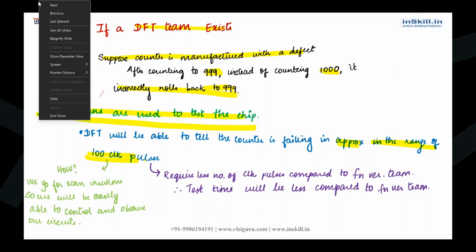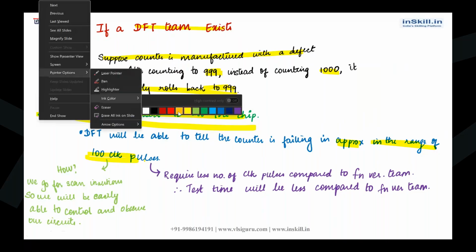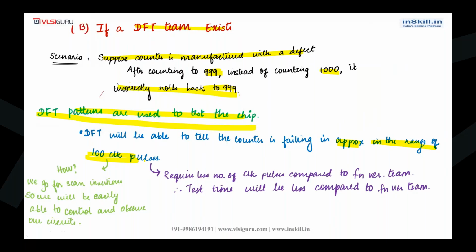Approximately in the range of 100 clock pulses means you can imagine something like 80, 90, 100, 120, etc. So DFT will be able to tell that the counter is failing in approximately the range of 100 clock pulses itself.